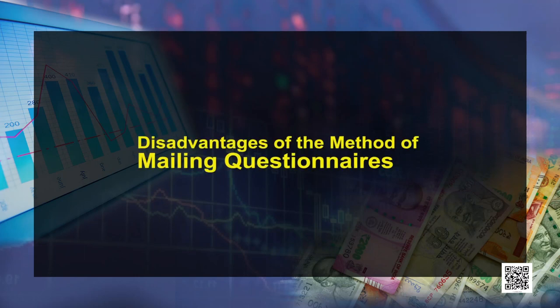Disadvantages of the method of mailing questionnaire are the respondents may not understand or may misinterpret some questions. The respondents may not take enough care to answer all questions correctly. The respondent may ignore and not return the questionnaire at all. Some of the questionnaires may be lost in the mail. The method of mailing questionnaires is suitable when it is compulsory by law to file information required in the questionnaire. For example, sometimes government agencies make it compulsory for banks, companies, and individuals to supply information to the government.